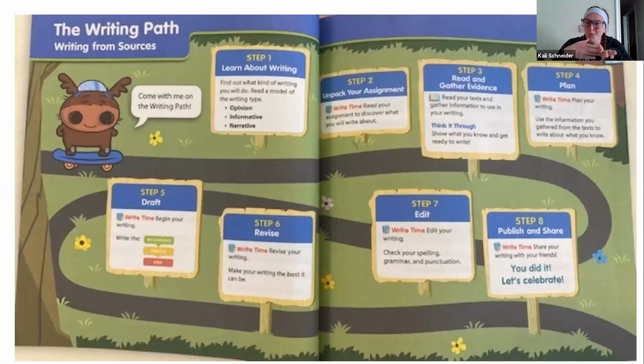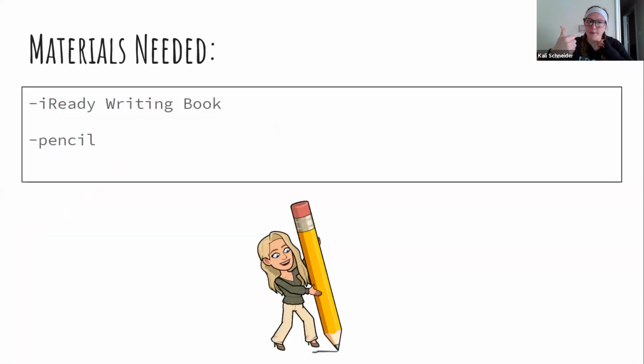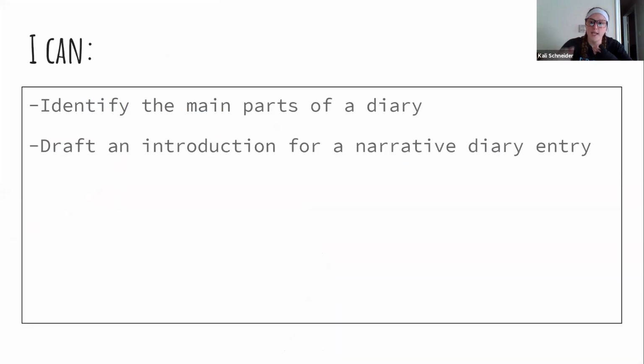So we are on step number 5 now. Say hello to Herschel. We are winding down this path. We are on time to write our beginning of our narrative diary. So we need your iReady writing book today and just a pencil, okay? So make sure you have both of those ready.